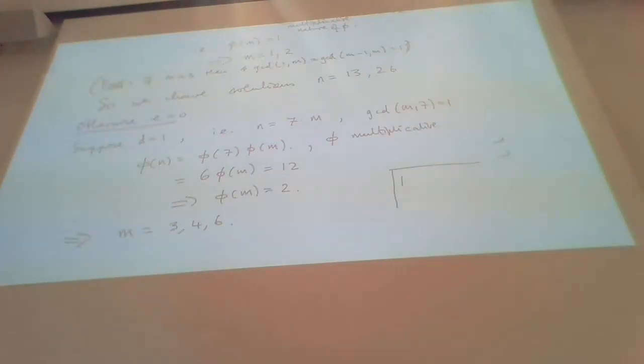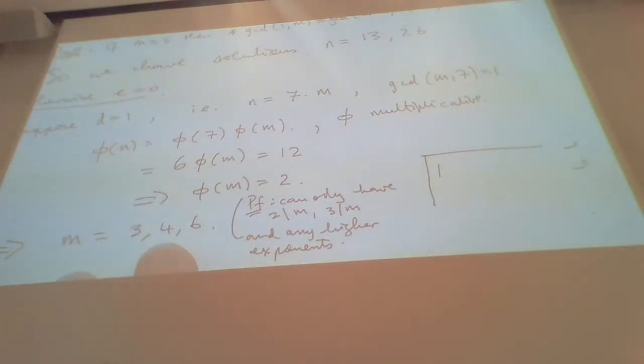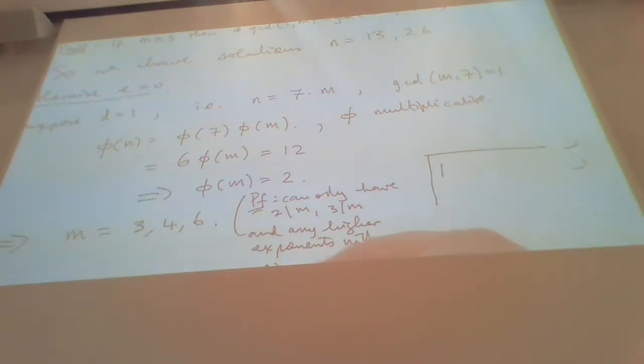Okay? I mean, proof for that, well, we can only have 2 dividing m and 3 dividing m. Right? Since any other prime divisor would generate something bigger than 2 in the φ value, and any higher exponents on them than 1, two 2s and no 3s, and one 2 and one 3. Any higher exponents, you just look at the φ formula, it's going to give you a value much bigger than 2. Okay, because you have more factors in there. Any higher exponents will give φ of m being bigger than 2.